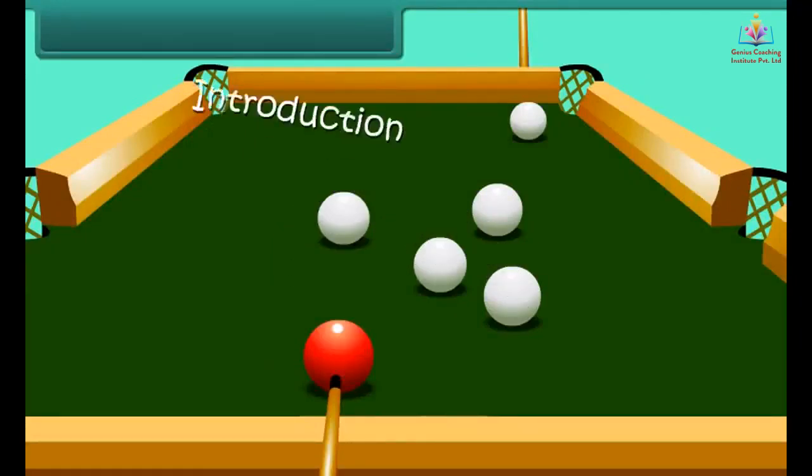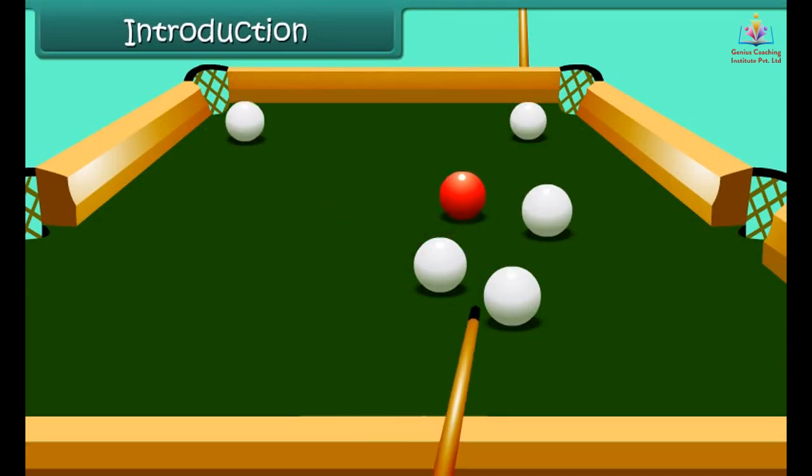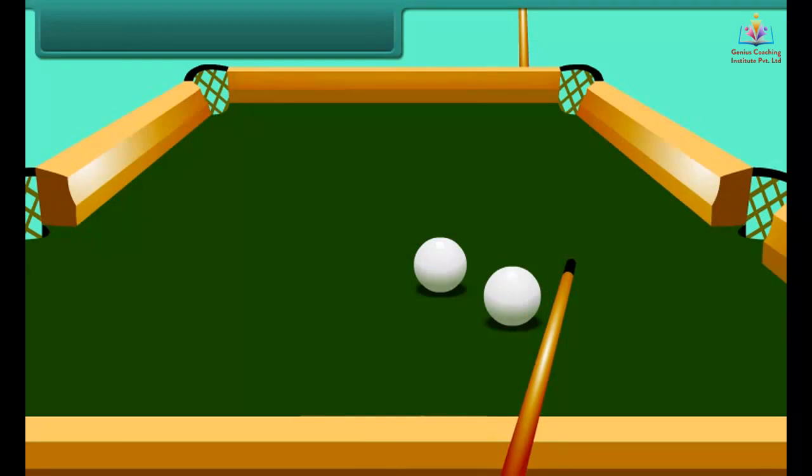Introduction. This is a pool table. When the ball is hit, it moves to a certain distance and slowly comes to a halt. How and why does this happen? Let's start the lesson and find answers to such questions.